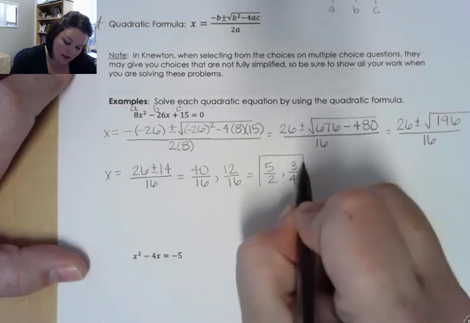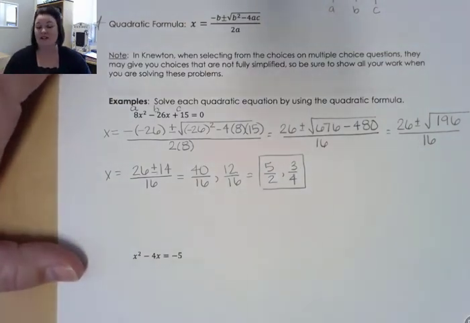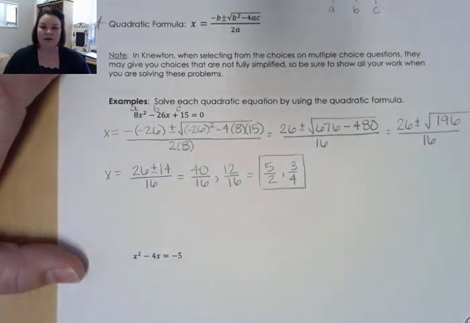Okay, so that's my answer. X equals 5/2 or 3/4. So easy enough, right? Identify A, B, and C, and then just plug them into our formula. Let's look at the next one.